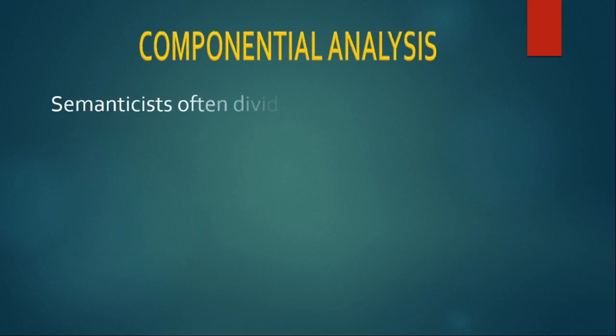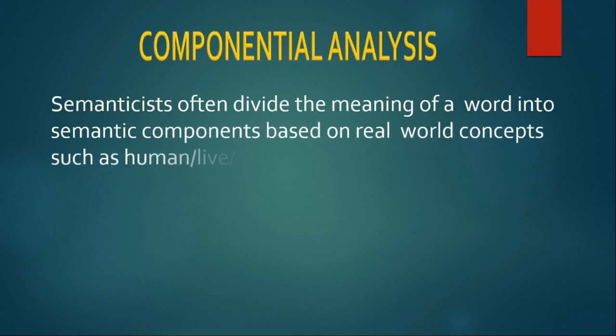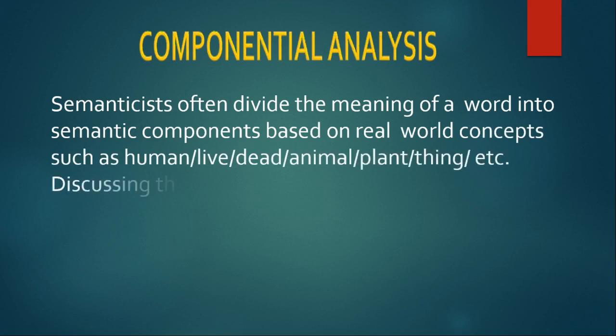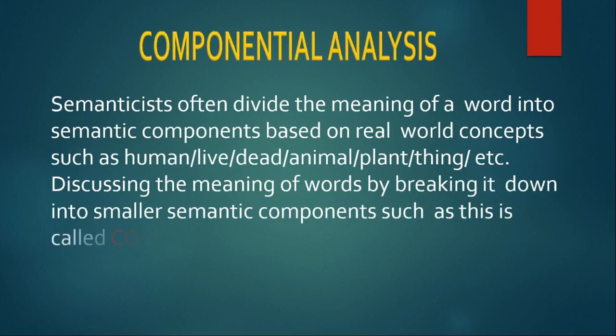Semanticists often divide the meaning of a word into semantic components based on real-world concepts such as human, live, dead, animal, plant, thing, etc. Discussing the meaning of a word by breaking it down into smaller semantic components is called componential analysis.